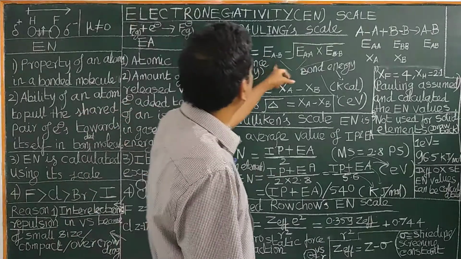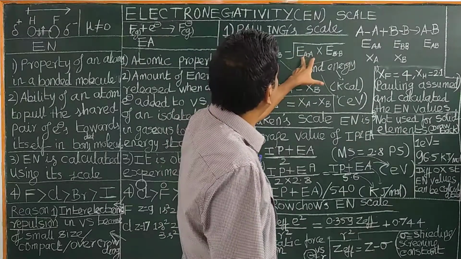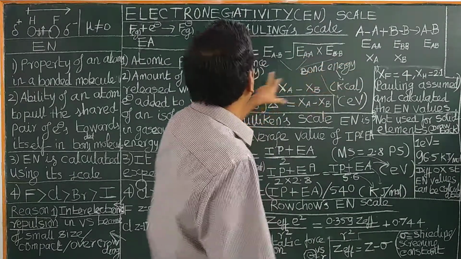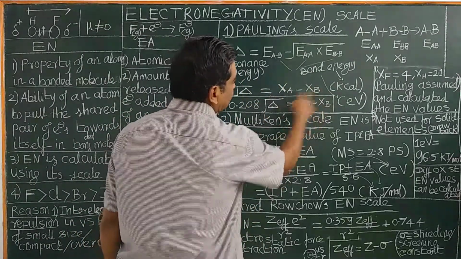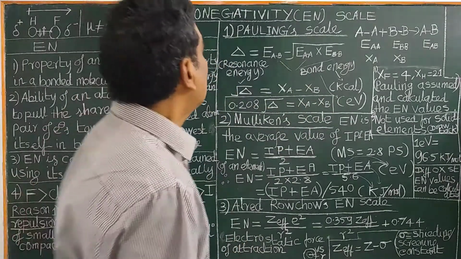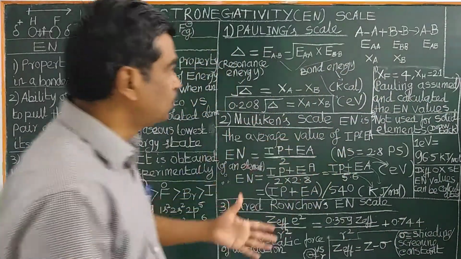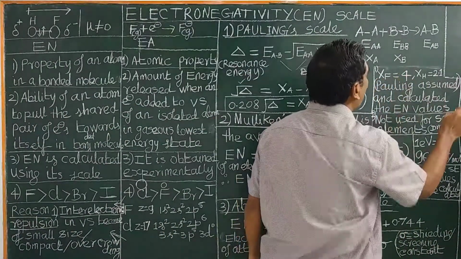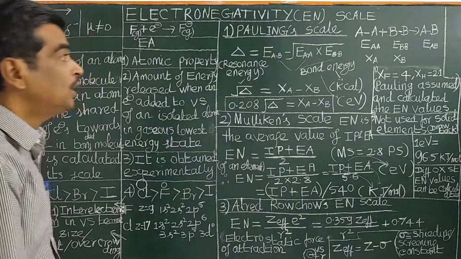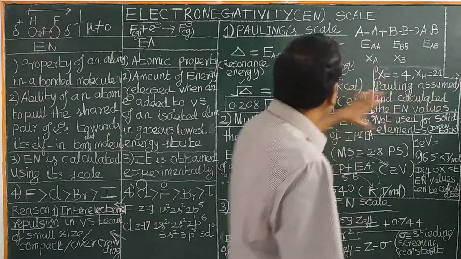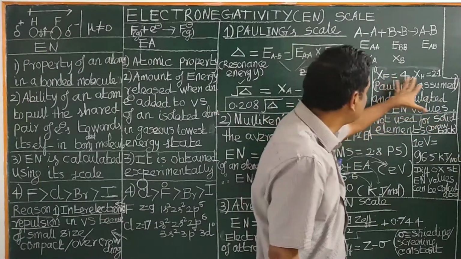Resonance energy is calculated from the respective bond energies as follows: del equals EAB minus the square root of EAA into EBB. Now the square root of del equals Xa minus Xb, the difference in electronegativity values. Pauling arbitrarily assumed the electronegativity value of fluorine equal to 4, and the electronegativity value of hydrogen is 2.1.